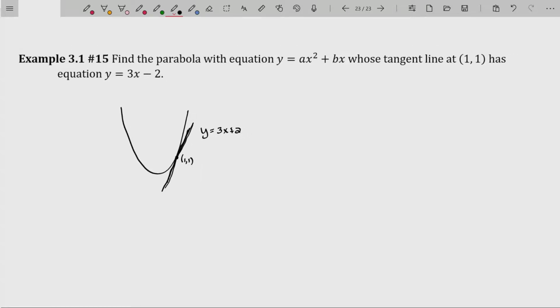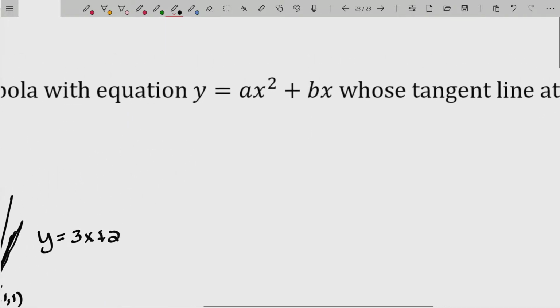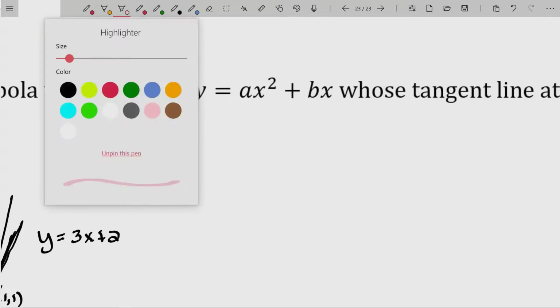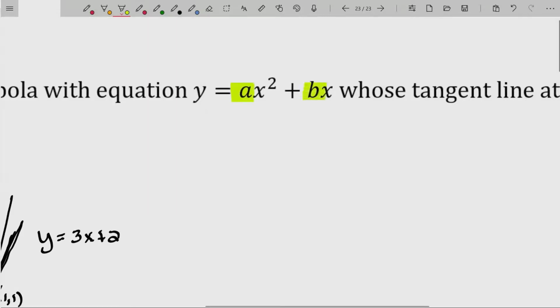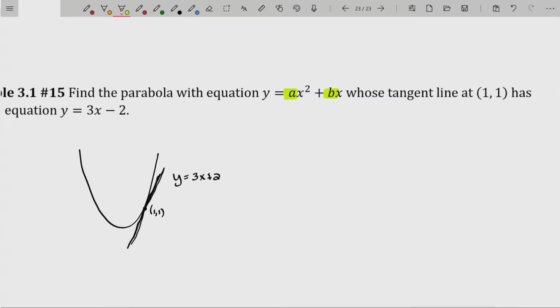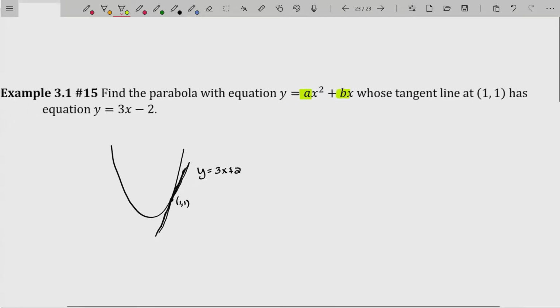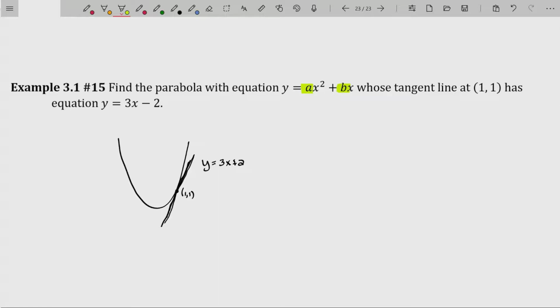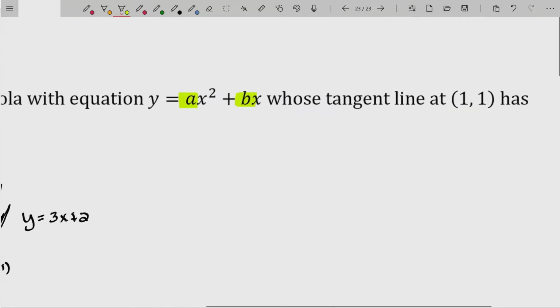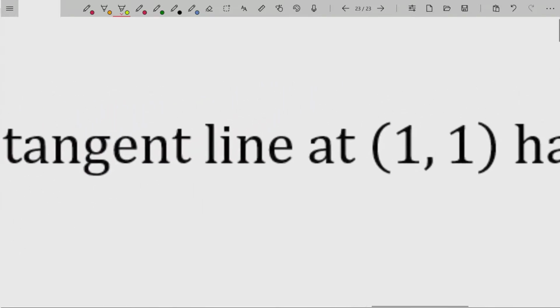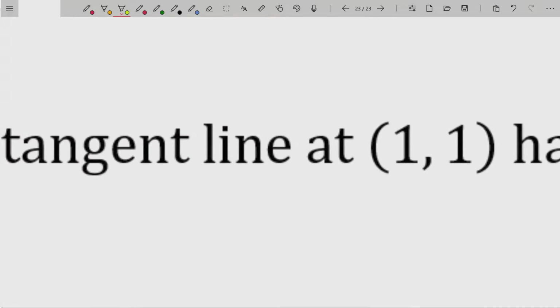The next thing we'll need to do is identify what we're actually looking for. We're looking for a and b here. Let me get my right highlighter in here. We're looking for a and b. Those are the unknowns in this situation. And so that's going to require a little bit of creativity to help us find those. And we're given the equation of the tangent line that touches our curve at the point x equals 1, y equals 1. Now, the fact that they tell us we have a tangent line at x equals 1, y equals 1 invokes a prerequisite skill.